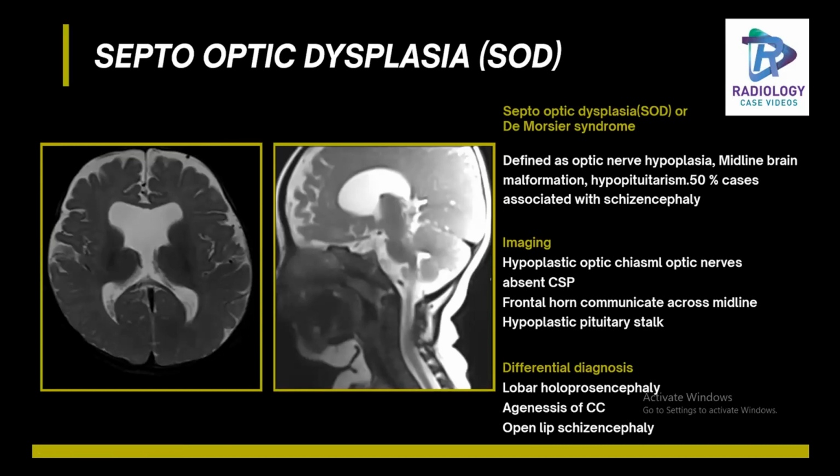This is also known as de Morsier syndrome. It's characterized by optic nerve hypoplasia and absence of the septum pellucidum. In 2/3 of the patients, hypothalamic pituitary dysfunction is present.